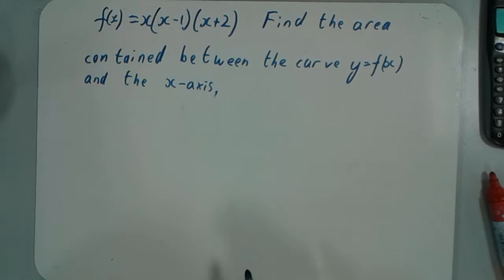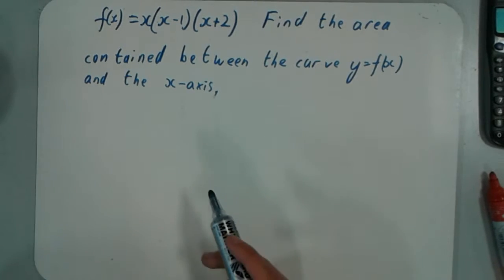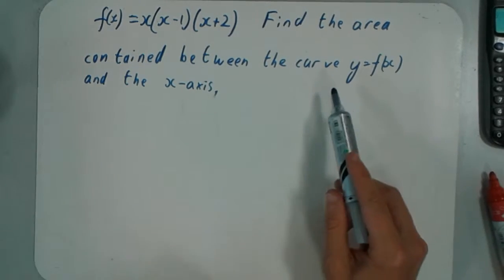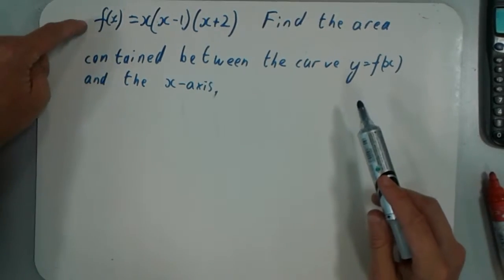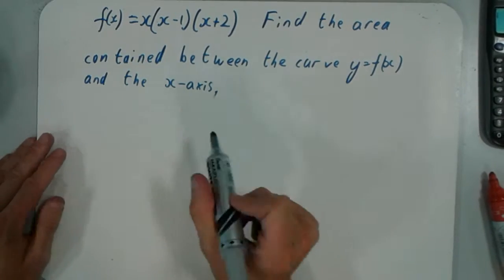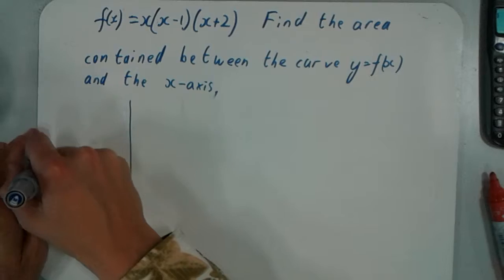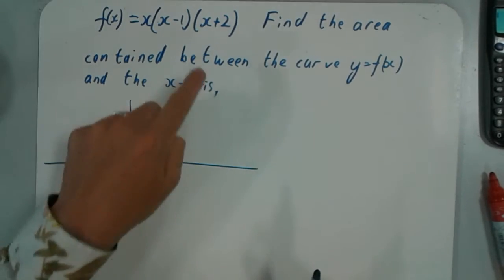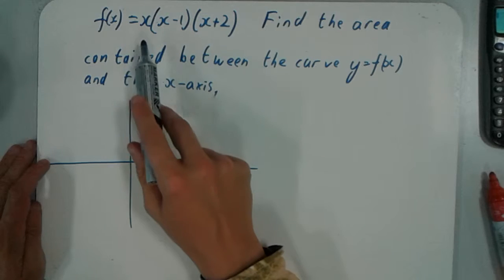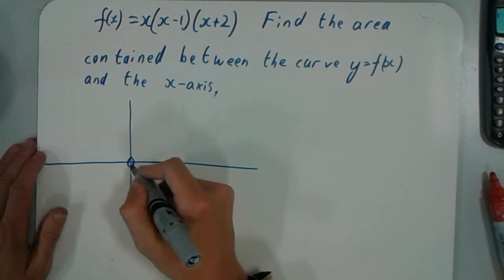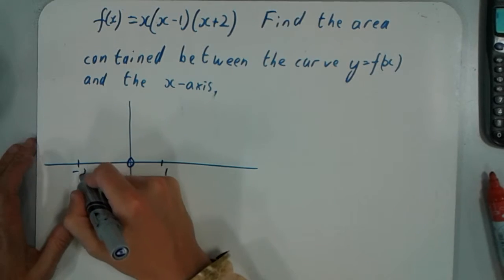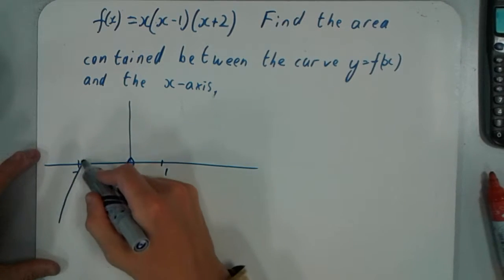Now we're going to have a look at a slightly more difficult integration problem. So we still want to find an area. Find the area contained between y equals f(x) and the x-axis. As this graph is nice and easy to sketch, it's advisable to do so. So we've got a factorised cubic. Things to notice, it's a positive cubic and it has roots at 0, 1 and minus 2. So we can draw that.